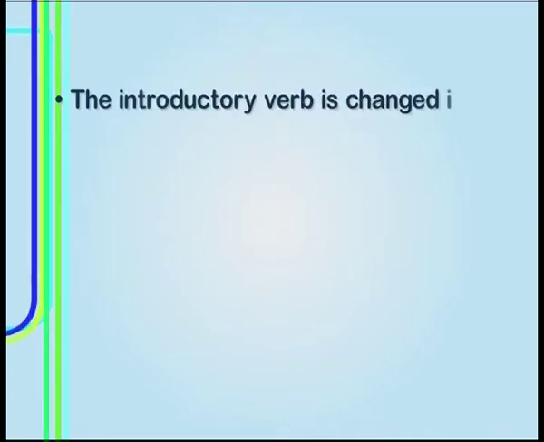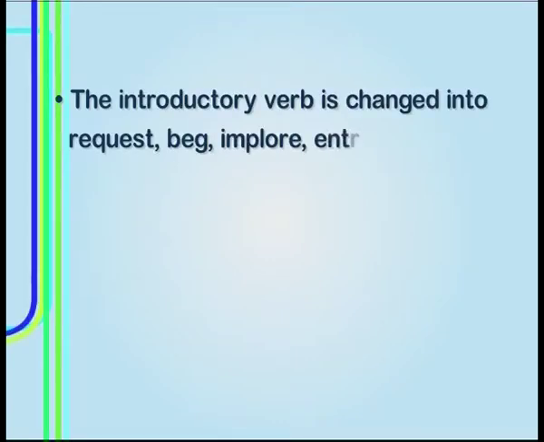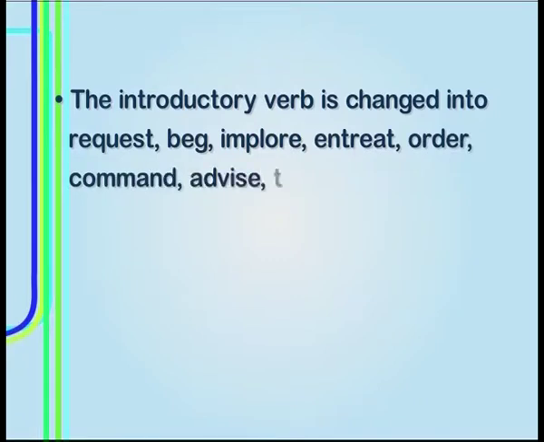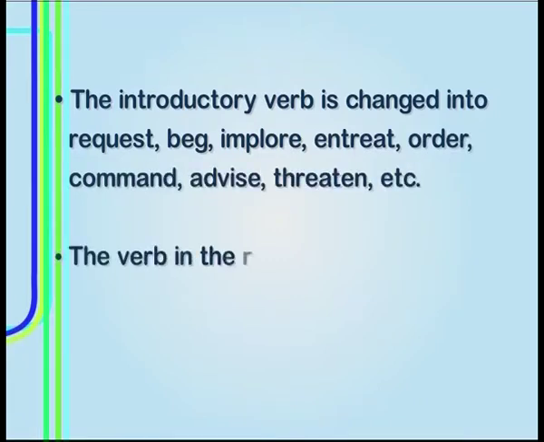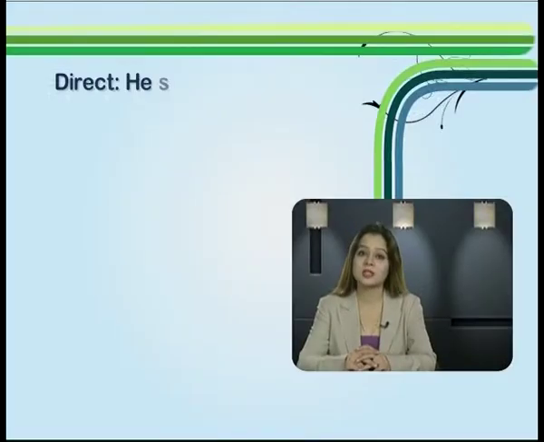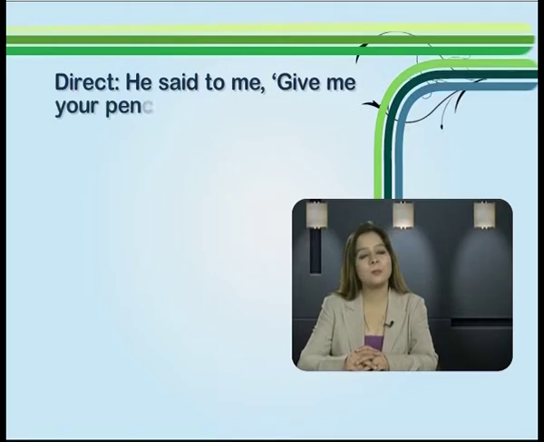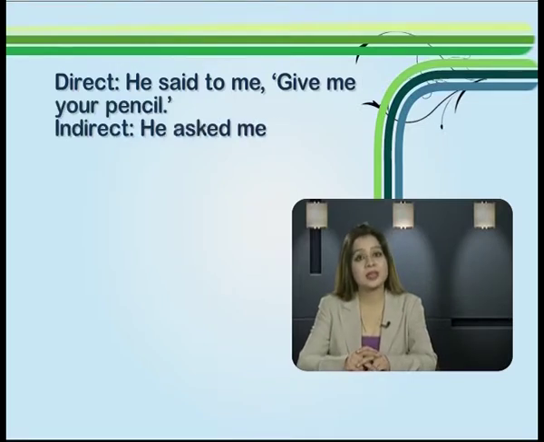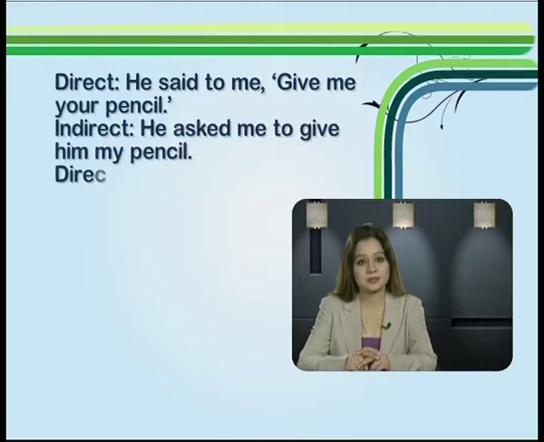Commands and requests. In reporting a command or request in the indirect speech, the introductory verb is changed into request, beg, implore, entreat, order, command, advise, threaten, etc. The verb in the reported speech is put in the infinitive. Direct. He said to me, give me your pencil. Indirect. He asked me to give him my pencil.